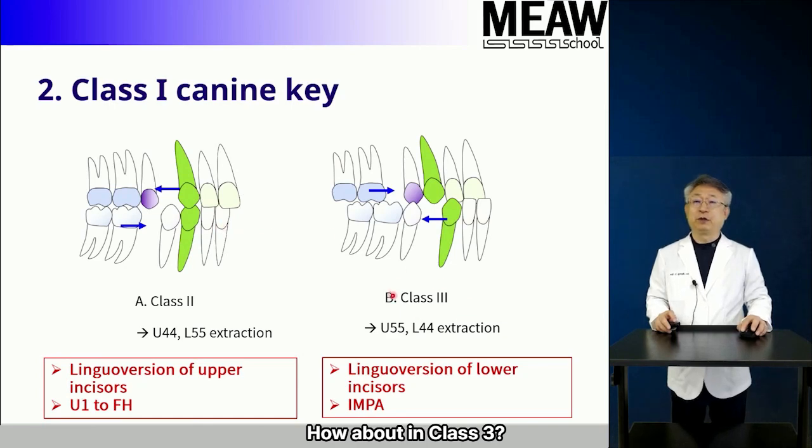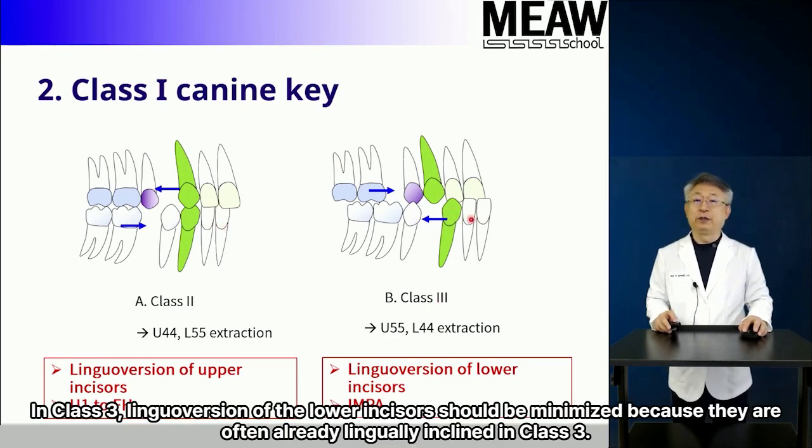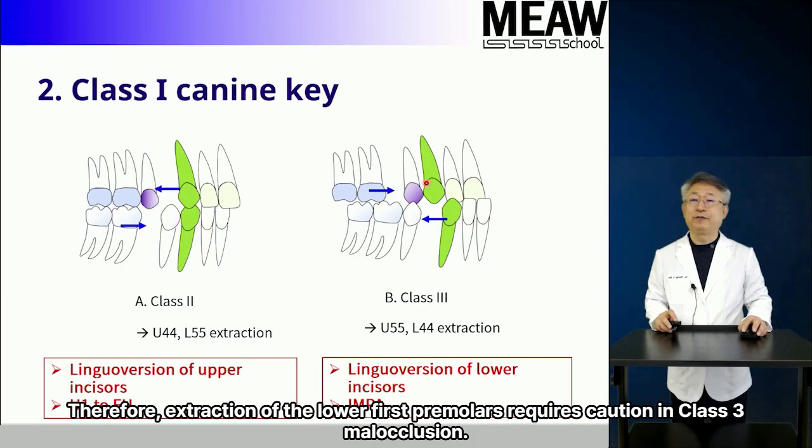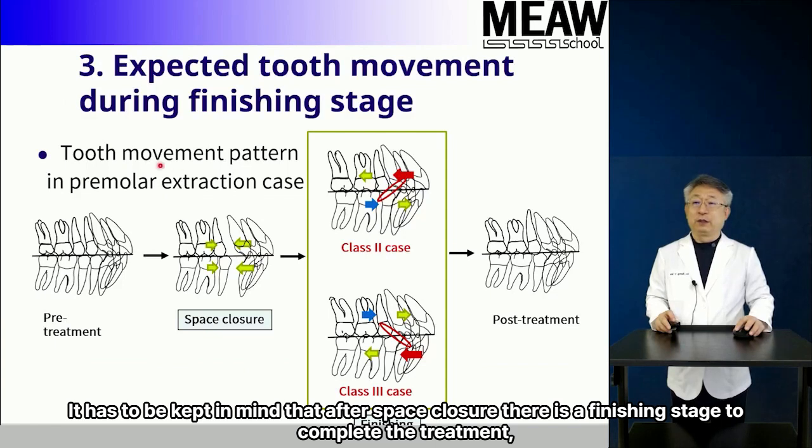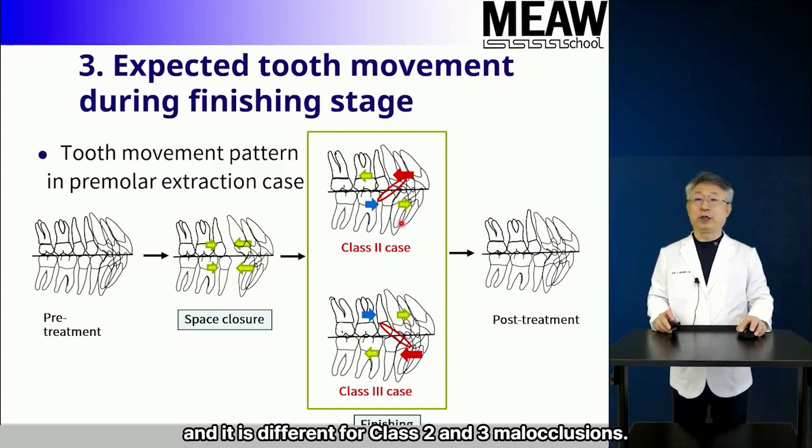How about in Class 3? In Class 3, lingoversion of the lower incisors should be minimized because they are often already lingually inclined in Class 3. Therefore, extraction of the lower first premolars requires caution in Class 3 malocclusion. It has to be kept in mind that after space closure there is a finishing stage to complete the treatment. And it is different for Class 2 and 3 malocclusions.